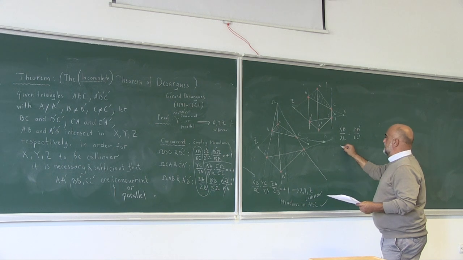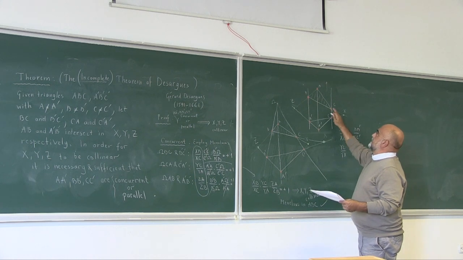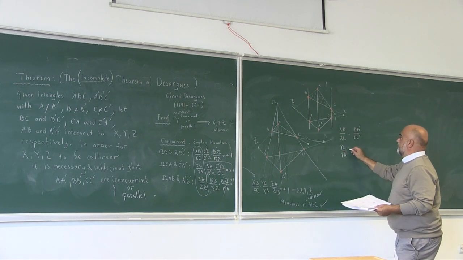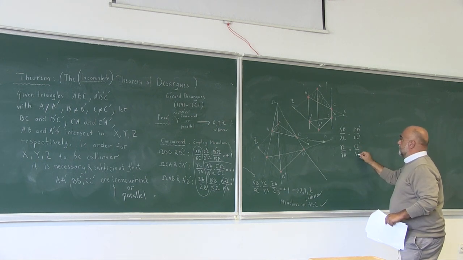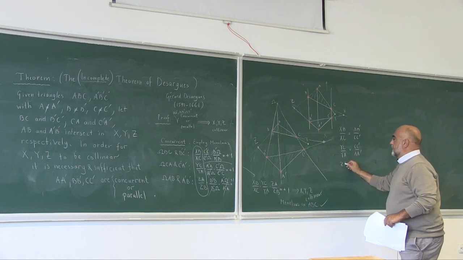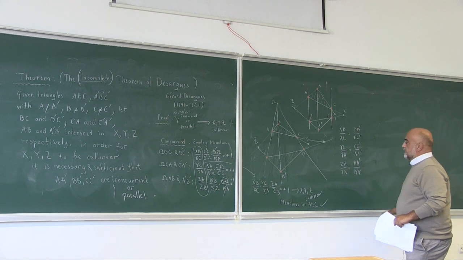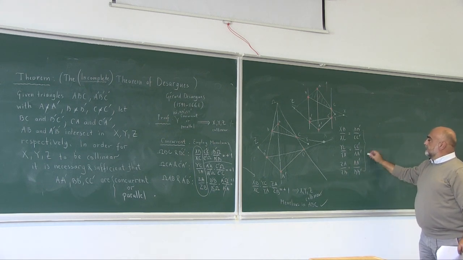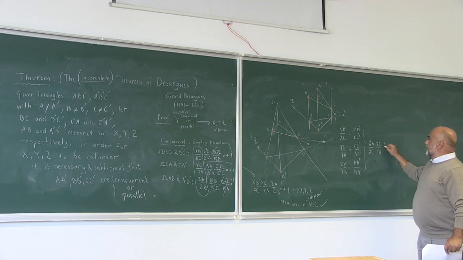Of course, you've got similarly YC over YA, theorem of Thales again, which is CC prime over AA prime. And ZA over ZB is AA prime over BB prime. I'm not even looking at the picture, because it's quite evident. So if you multiply them all out, you get again the same thing: XB over XC, YC over YA, ZA over ZB is obviously plus one.